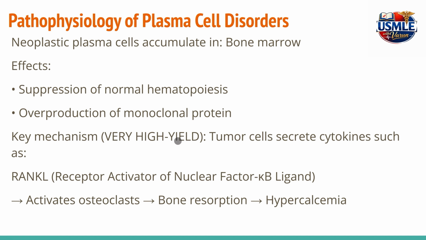A very high yield mechanism we can remember in relation to the pathogenesis of plasma cell disorders is the RANK ligand expression. Whenever there's appearance of RANK, or receptor activator of nuclear factor kappa B ligand, it activates the osteoclasts, the bone resorbing cells, which leads to active bone resorption. And this eventually leads to more and more calcium being released into the circulation, and this leads to hypercalcemia.